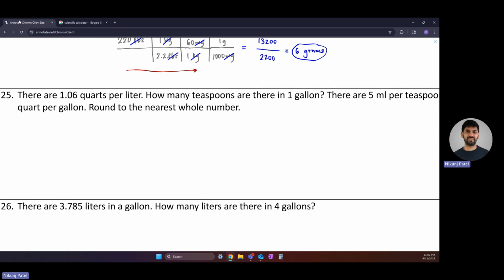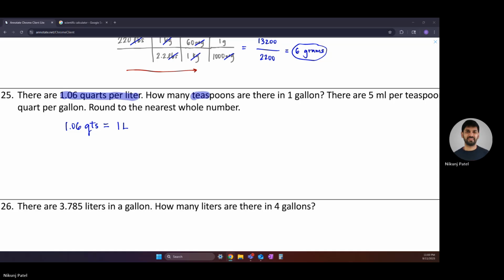Let's try another one. Here's 25. On number 25, it gives us that there are 1.06 quarts per liter, so that's good information. That's a conversion factor that we'll most likely need. 1.06, I'm just going to write QTS for quarts, is equal to 1 liter. How many teaspoons are there in 1 gallon?